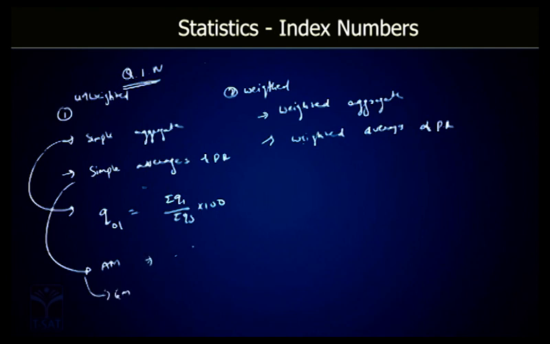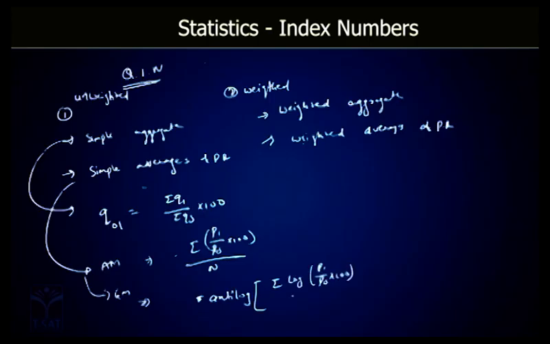So it is given by summation of P1 by P0 into 100 divided by capital N. For geometric mean it is antilog of summation log of P1 by P0 into 100 divided by N.